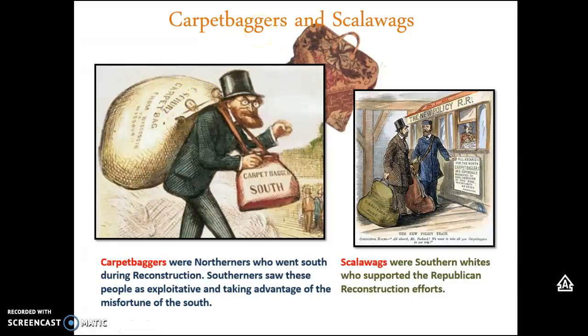The Carpetbaggers were basically Northerners who went south during Reconstruction. Southerners saw these people as exploitative and taking advantage of the misfortune of the South, so they didn't like them. The Scalawags were Southern whites who supported the Republican Reconstruction efforts. And keep in mind, these are individuals that support Reconstruction.